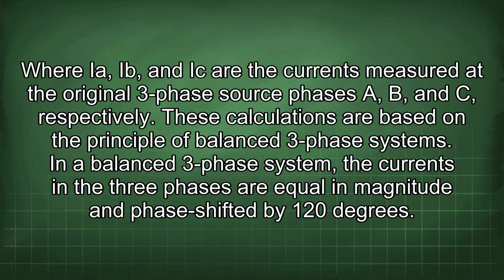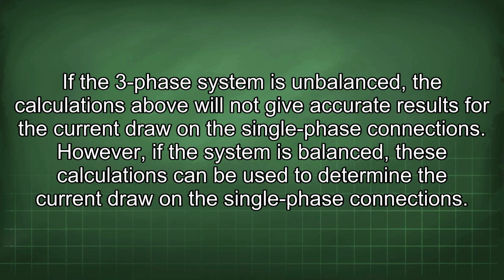These calculations are based on the principle of balanced three-phase systems. In a balanced three-phase system, the currents in the three phases are equal in magnitude and phase shifted by 120 degrees. If the three-phase system is unbalanced, the calculations above will not give accurate results for the current draw on the single-phase connections. However, if the system is balanced, these calculations can be used to determine the current draw on the single-phase connections.